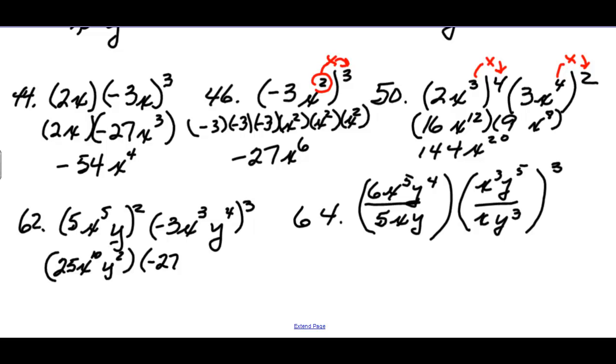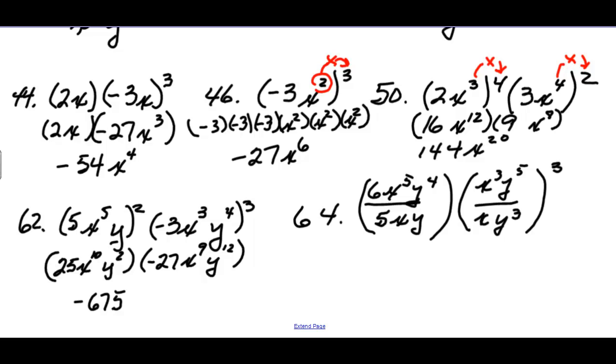And then x cubed taken to the 3rd power is x to the 9th. And y to the 4th taken to the 3rd power is y to the 12th. Now, when I multiply 25 times -27, what I come up with is -675. How do I know that? Because that's what they wrote in the book.